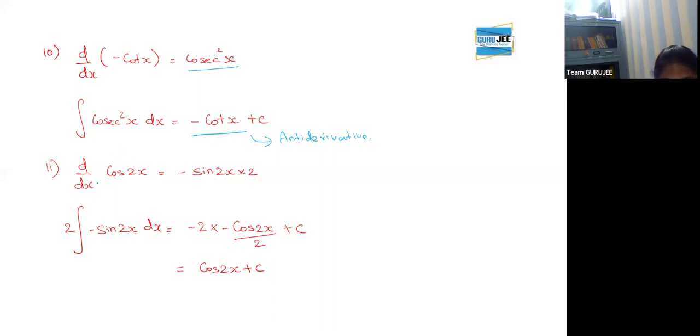And problem number 11, d by dx of cos 2x. Differentiating cos 2x, what will you get? Cos x and minus sin x. As usual, apply it: cos 2x and minus sin 2x. Again, instead of x, we have 2x. Differentiating 2x again, you will get 2. Now, the final result is minus 2 sin 2x.